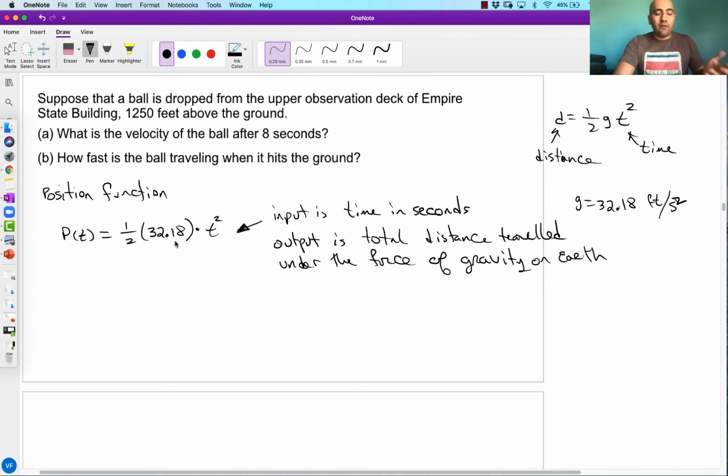On average, it's about 32.18 feet per second squared, and of course, we're also very much ignoring other things like, for example, air, right? Air resistance. Okay, so let's simplify this by just multiplying these two constants. And so I'll just get P of t equals, so this is going to be approximately 16.09 t squared.